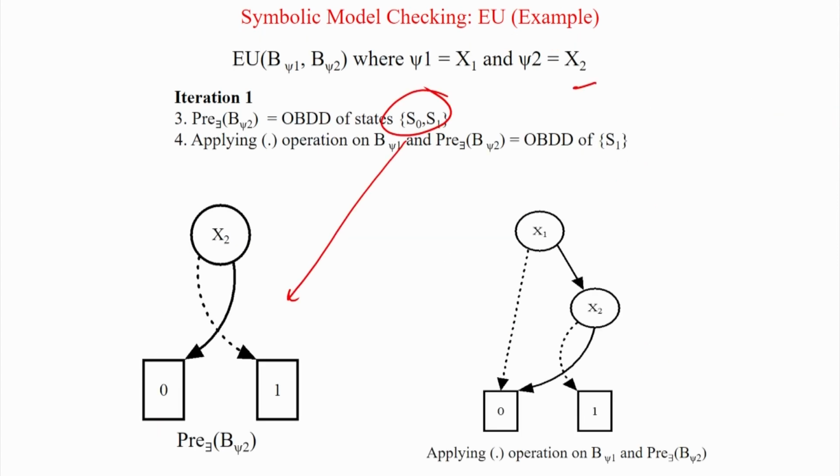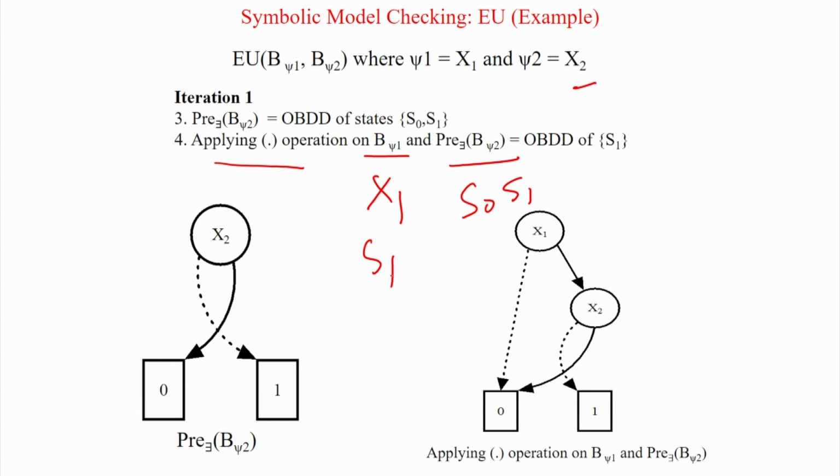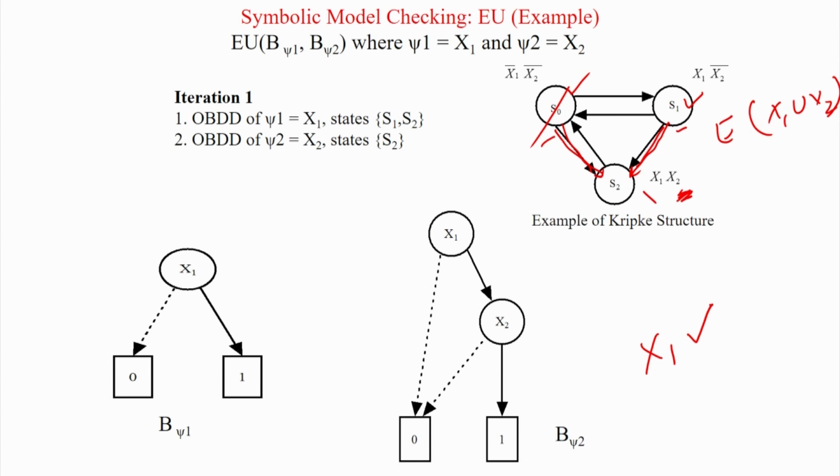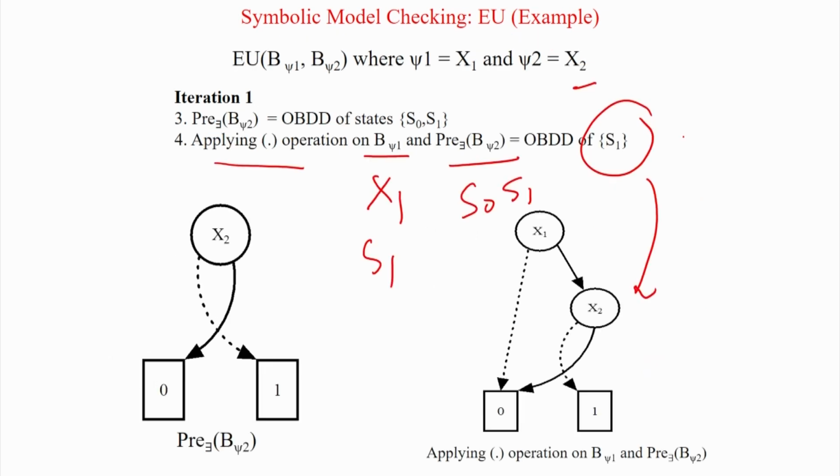So, now the next one is something like this. Applying the AND operation on the BDD of psi 1, psi 1 is nothing but x 1, and pre of this one is S 0 and S 1. This one is only satisfied by state S 1, because at state S 0 x 1 is false. So, you apply this operation and get the BDD of S 1. So, what is step 4 going to return? Step 4 returns the states in which x 1, that is psi 1, is true, and there exists at least one path where in the next state x 2 is going to be true. That is what is returned, S 1, represented by this BDD.